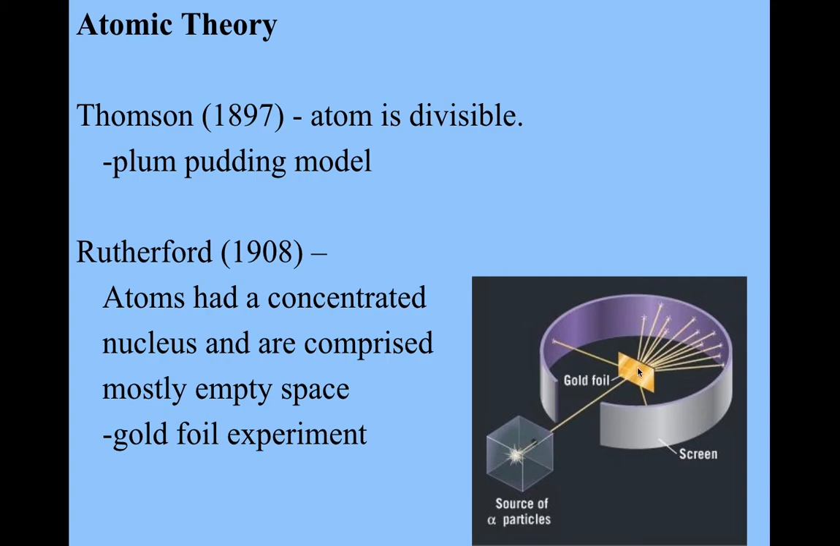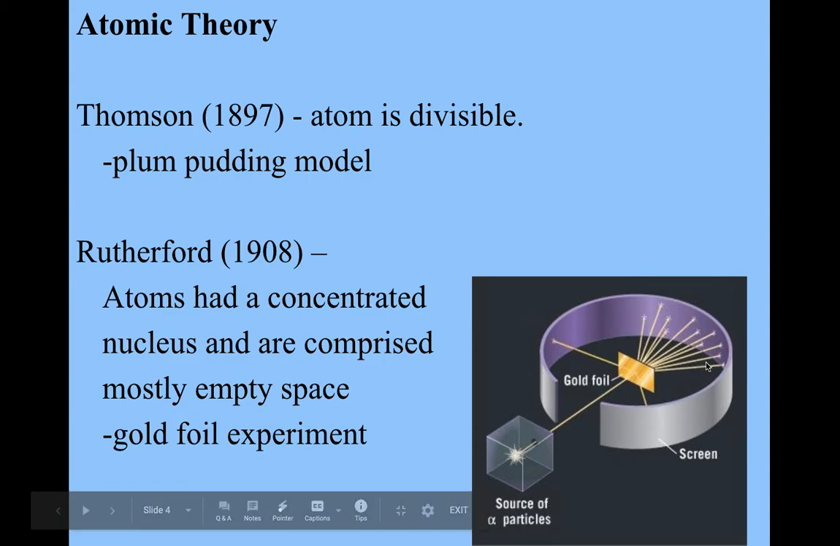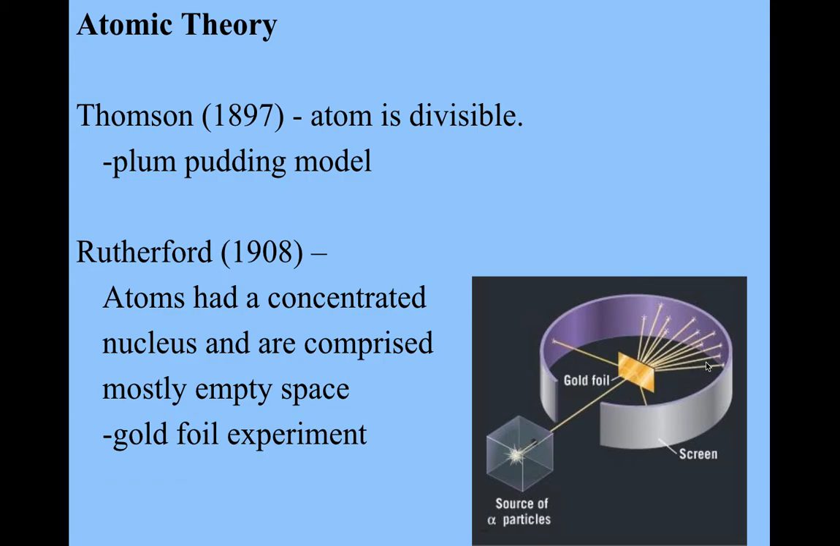Every once in a while, some of those particles bounced back this way, or bounced back that way, or got deflected slightly, but most of the particles went straight through. So again, he determined that most of the atom is indeed empty space. That was the gold foil experiment. And so what he said is there's a concentrated nucleus and then empty space around it.